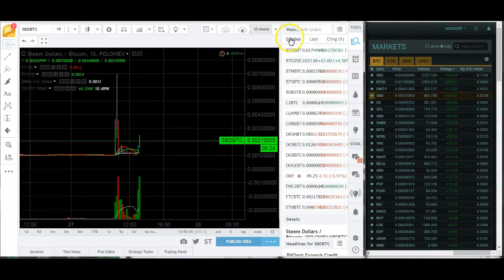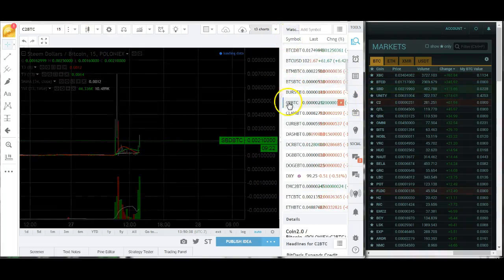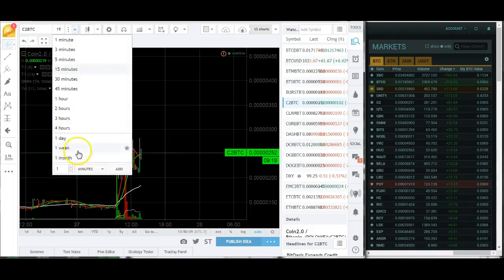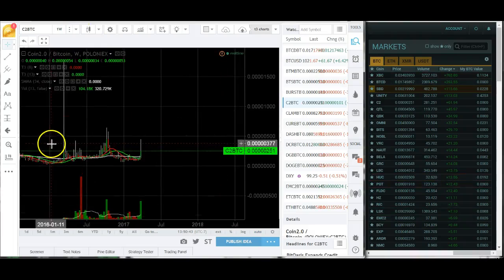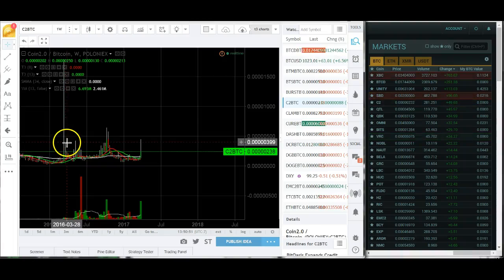C2, let's see what's going on with C2. Let's start with the weekly chart. All right, so set your alerts. We got a previous high break coming in at 0.0003734, or 0.35, or 3 zeros 4. Let's just call it even right there.